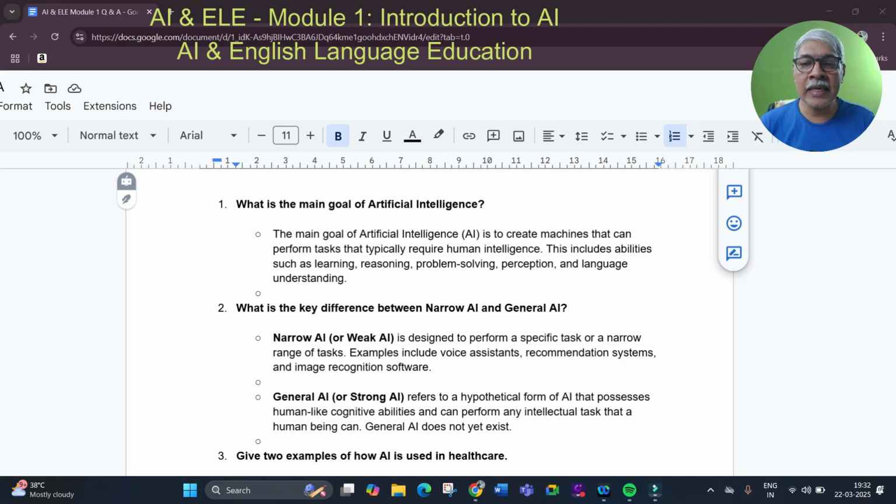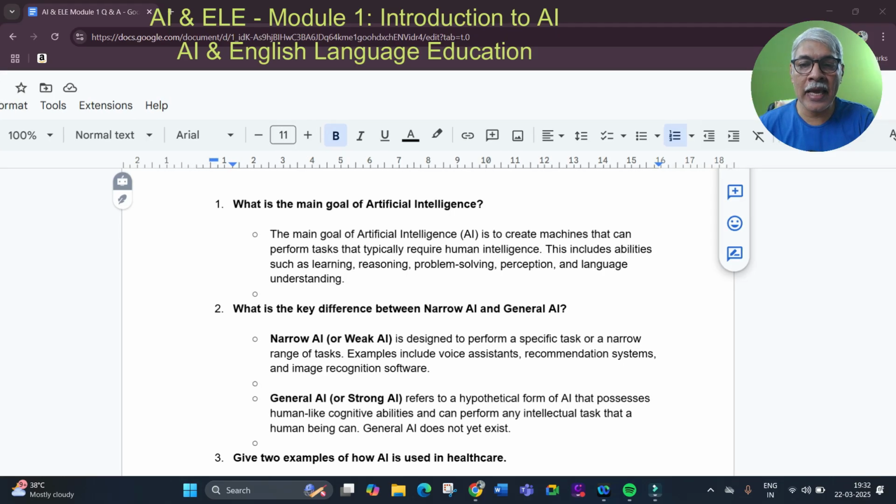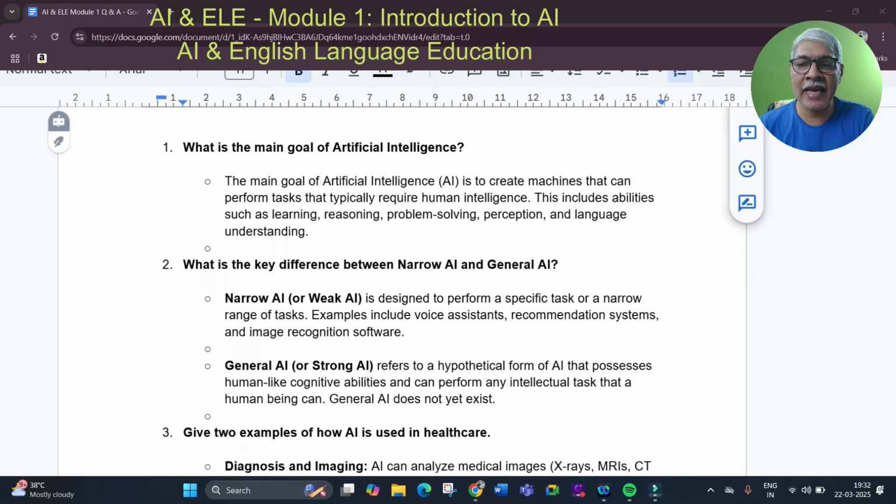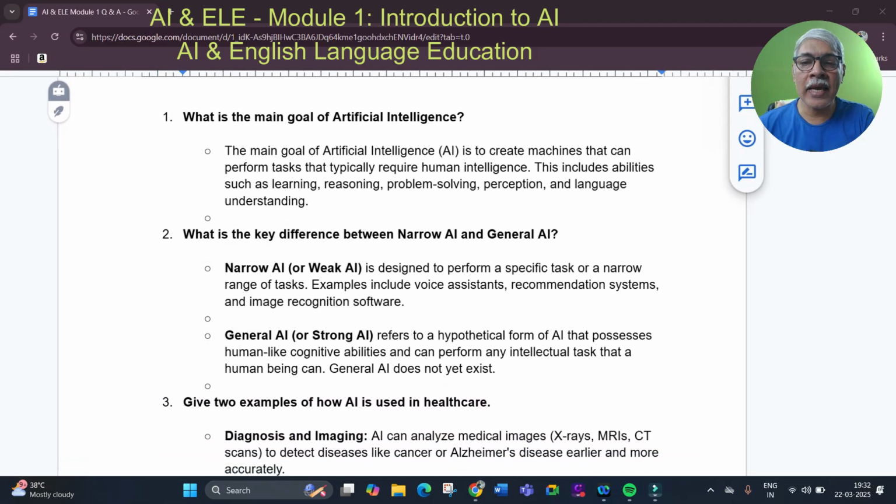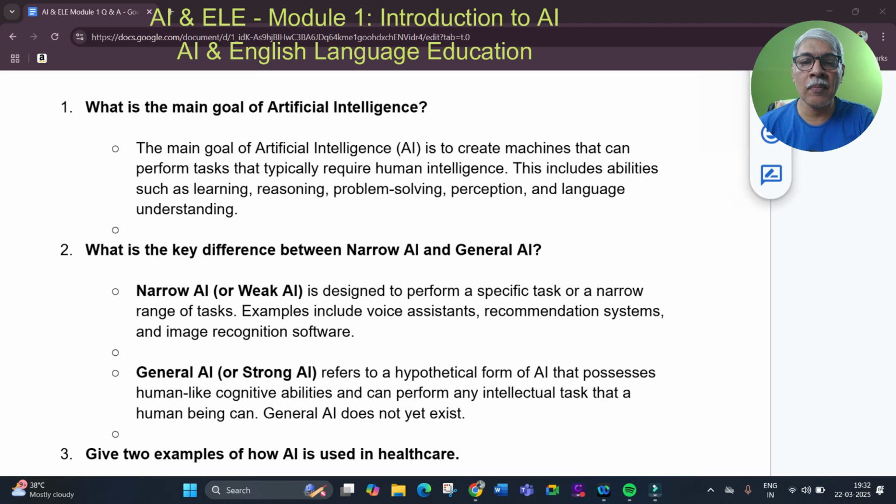Now, what is the key difference between narrow AI and general AI? Narrow AI is designed to perform a specific task or narrow range of tasks. Examples include voice assistants, recommendation systems, or image recognition software. So let's say your face is recognized. That's all it has to do. This is a narrow AI or weak AI.